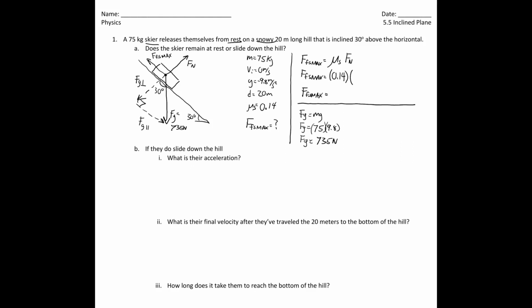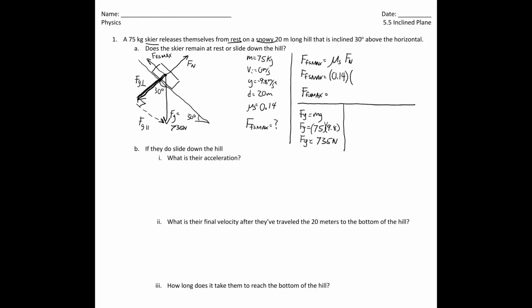Now that is not equal to the normal force. This and this are not going in the same direction. We want to find the component of the weight that acts perpendicular to the hill. So to do that, we have to figure out, here's the vector that we want. Okay, and here's our right triangle. All right, is this opposite, adjacent, or hypotenuse? It's adjacent to this angle.